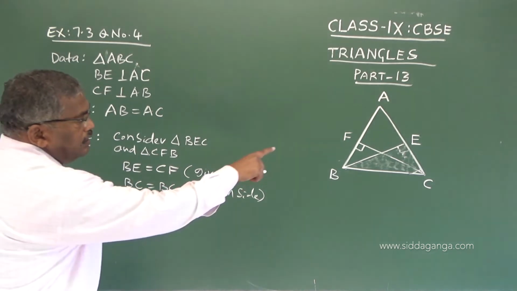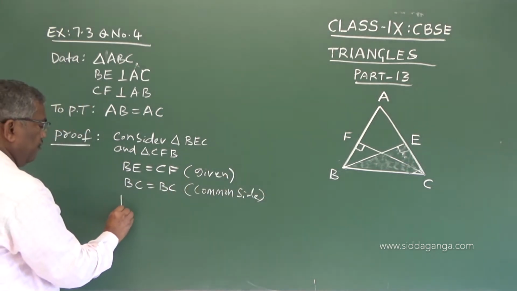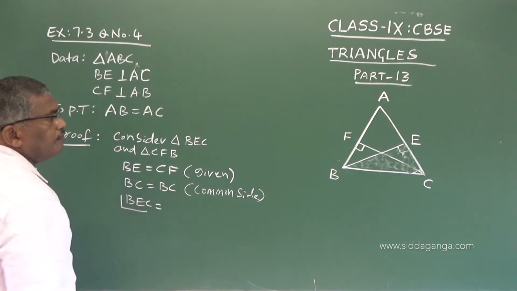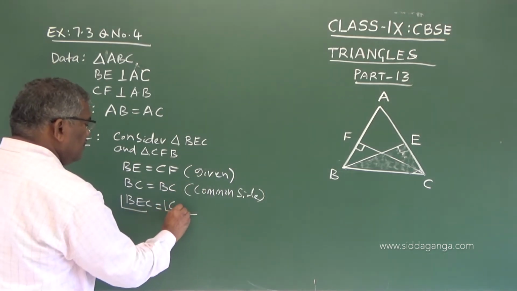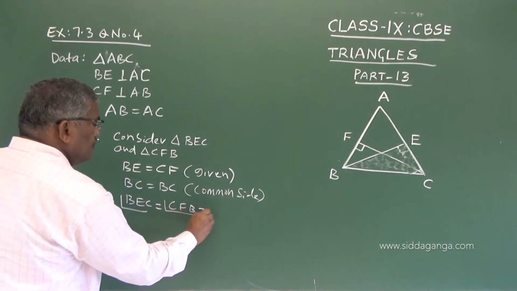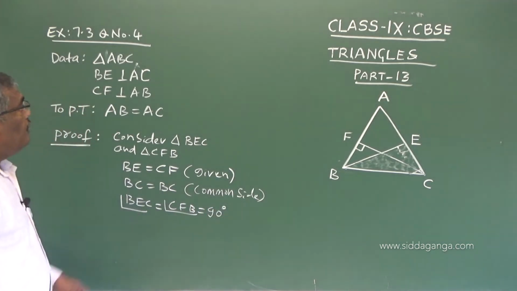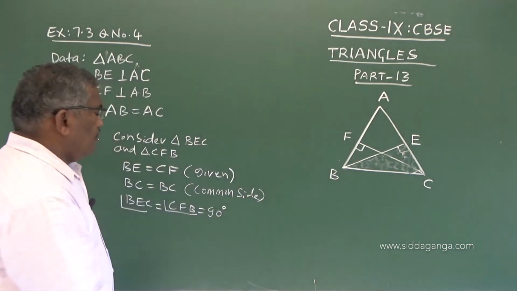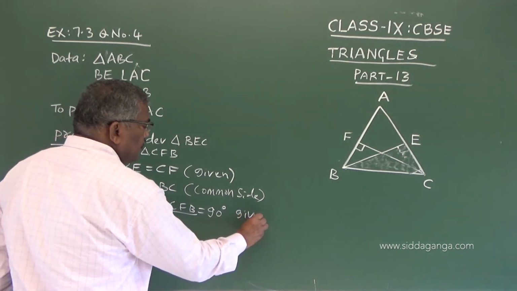Now we have angle BEC is equal to angle CFB, both are 90 degrees. It is given as BE and CF are altitudes, therefore it is given data. We can write given.